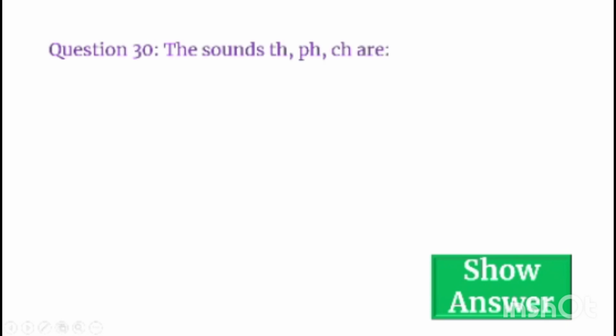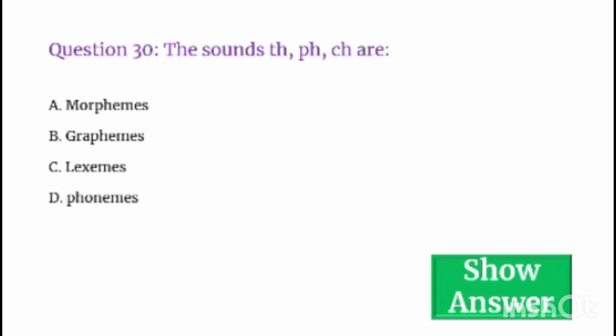The question number 30. It is the last question of this session and it is also very important for your CTET 2024. The sounds TH, PH, CH are: morphemes, graphemes, lexemes, phonemes. What would be the answer? I think that D will be the answer. Let's see. Yes, D is the correct answer.